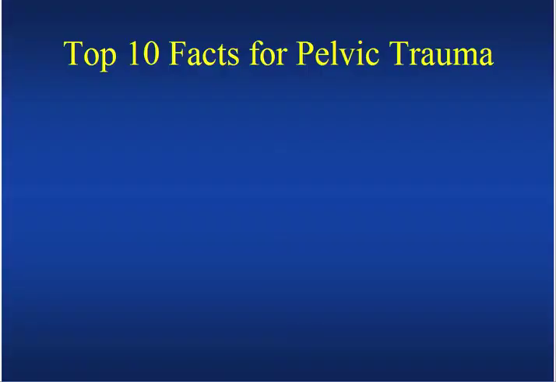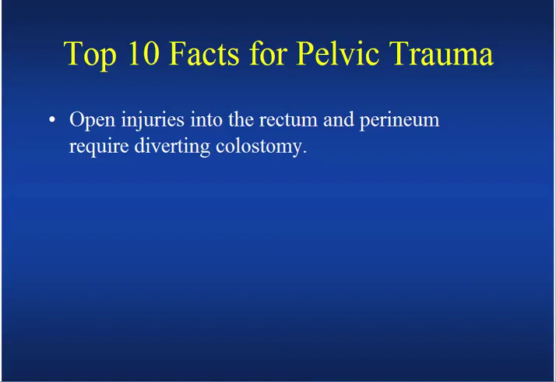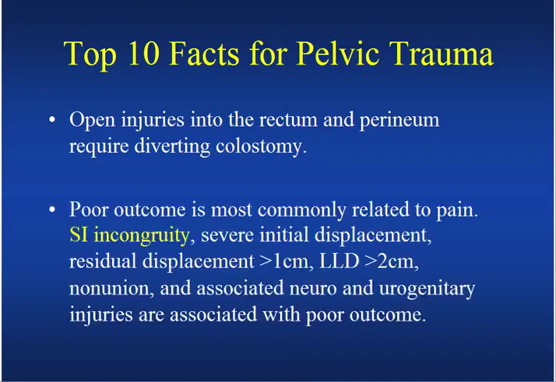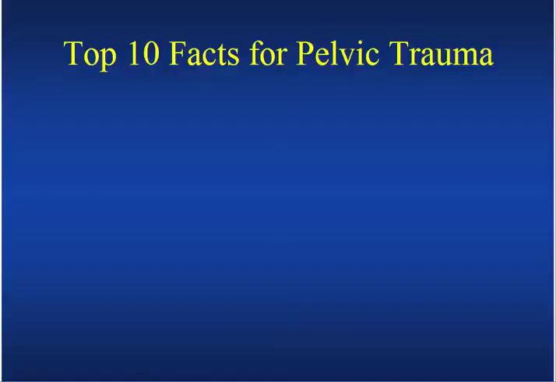Open injuries into the rectum and perineum do require diverting colostomy. That's an important point to remember. And poor outcome in pelvic ring injuries is related most commonly to incongruity of the sacroiliac joint. So it's very important to obtain an anatomical reduction of the SI joint. Also, severe initial displacement, residual displacement less than 1 centimeter, and the other criteria that are mentioned there.